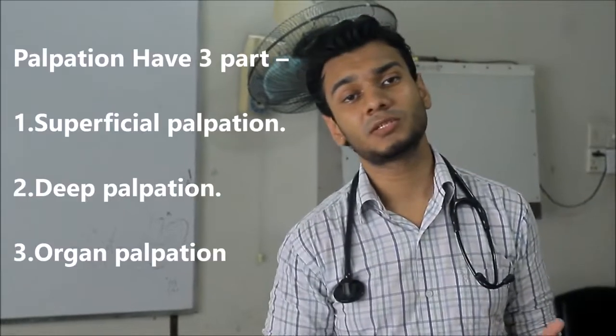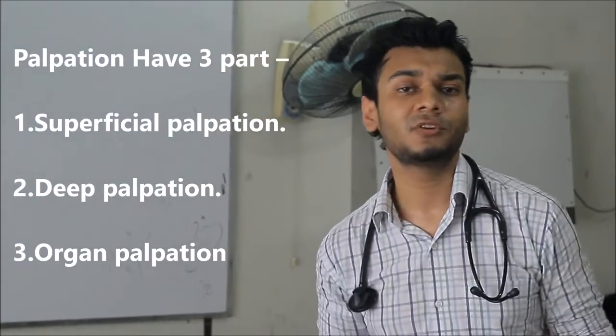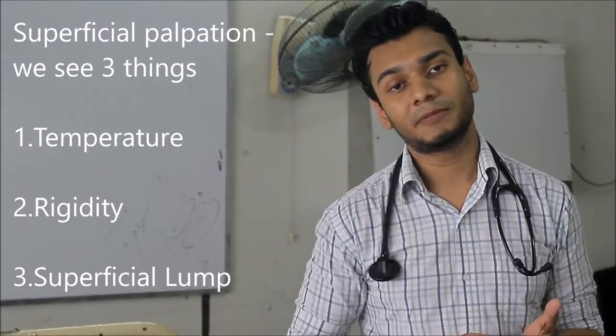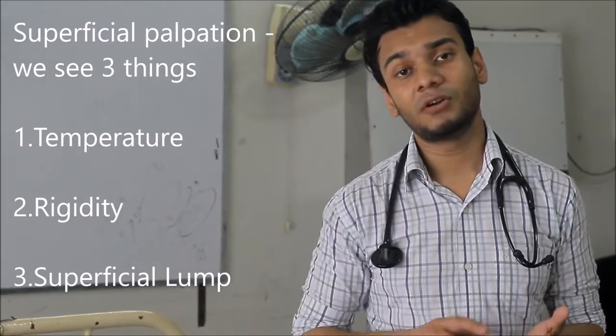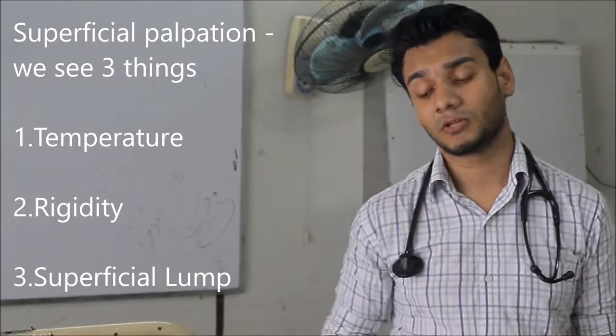And then you go for palpation. For palpation, we have several things: superficial palpation, deep palpation, and organ palpation. In this video, I demonstrate the superficial and deep palpation. In superficial palpation, we see temperature, then we go for rigidity, and then we check whether there is any superficial lump present or not.